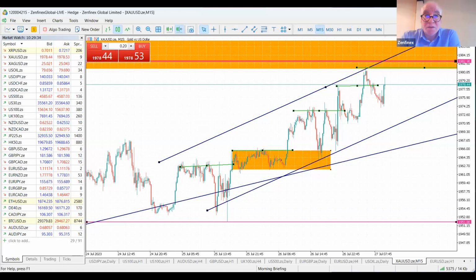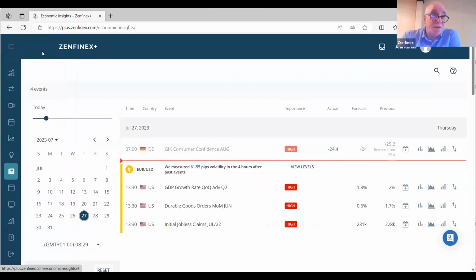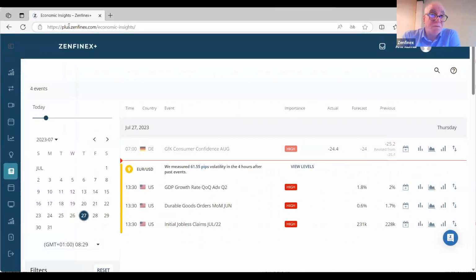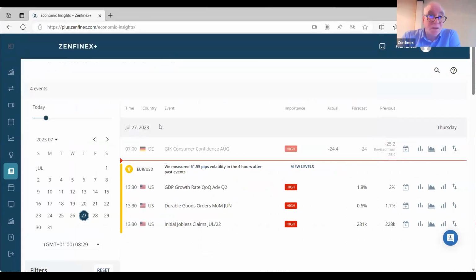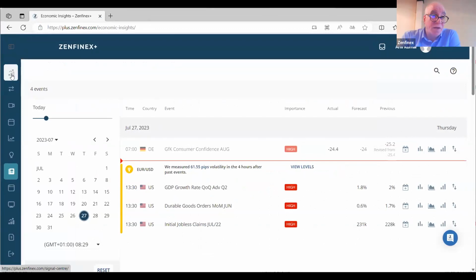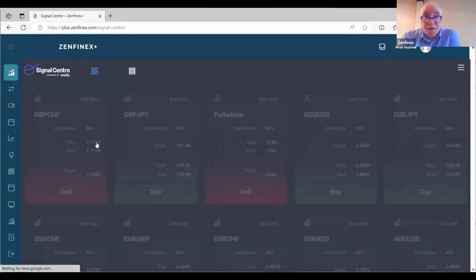just bear with me for a second. Let's get the Zenfinex tools and we'll check if any news is going to be affecting us. So remember, this is the Plus Zenfinex free tools. All you have to do is register and it will give you free access to some quite interesting tools here. I won't have time to go through all of them. Let's just see if I can give you a quick glimpse of these.